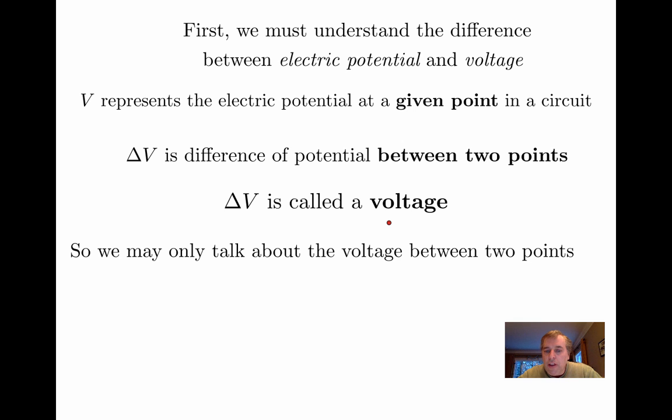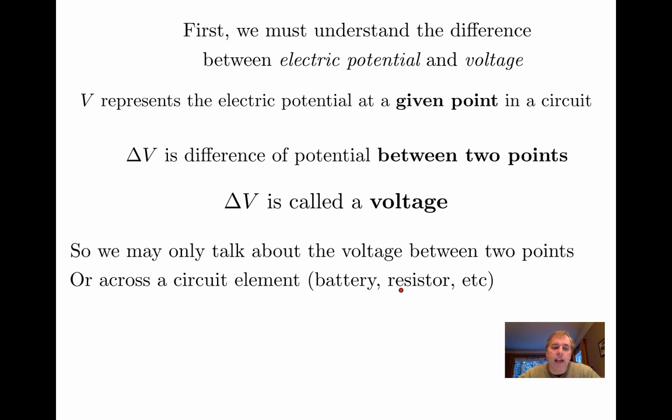So we may talk about the voltage between 2 points in a circuit, or sometimes we talk about the voltage across an element, like a voltage across a battery or a resistor or something else. By across, we mean it's the difference of potential between one side of the battery, one terminal of the battery, and the other terminal of the battery.